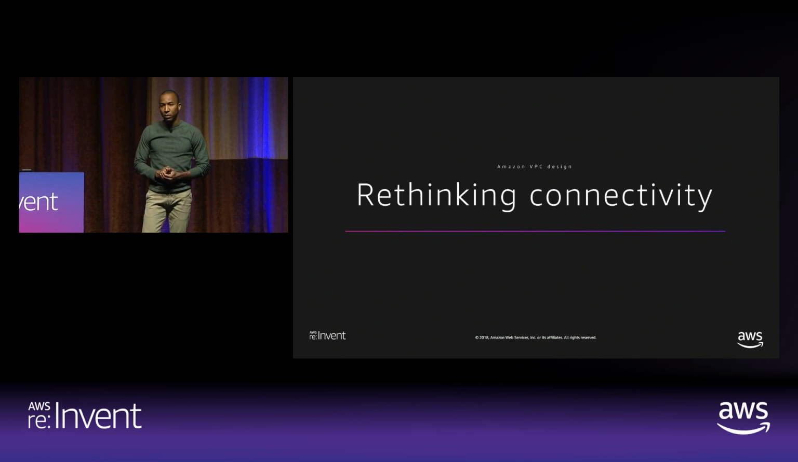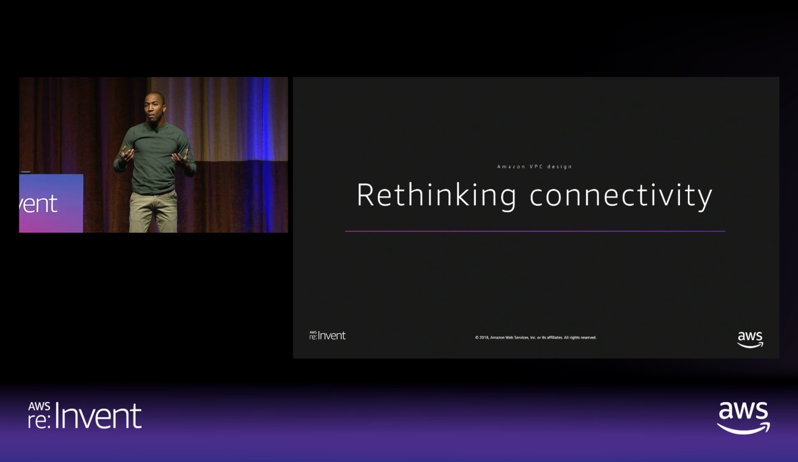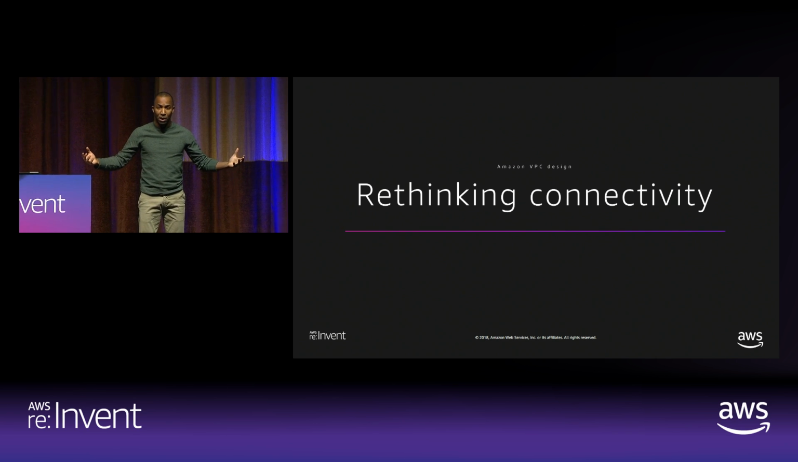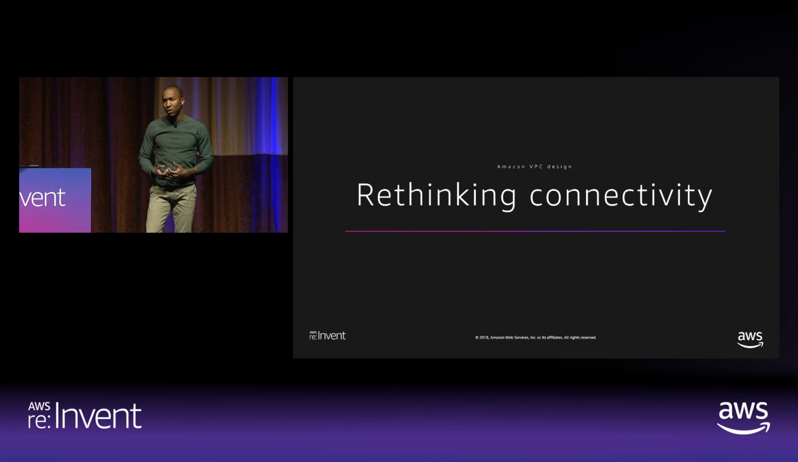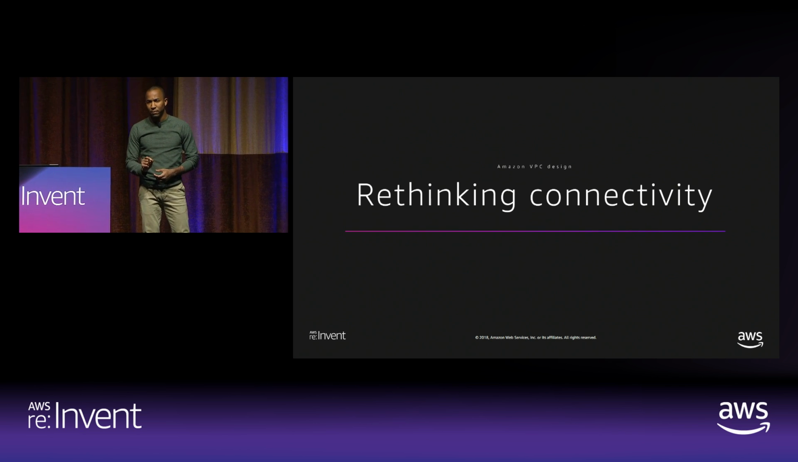Why do I need to connect two VPCs? How am I going to actually route traffic from my VPCs spread out across the world in each AWS region back to on-premises? What does that look like? How do I simplify that?